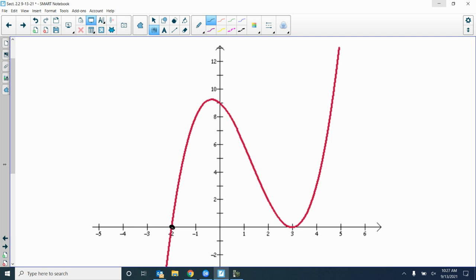You've got that figure there in your notes. This right here is an x-intercept, negative 2, 0. This right here is an x-intercept. It is 3, 0. This point here is a y-intercept. It is 0, 9.